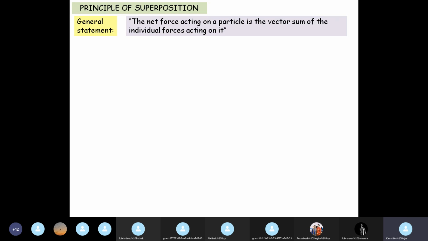You have a particular particle. You have done this when you studied forces and work and energy in your class 11 syllabus. You have a body on which not a single force but several forces are acting together. What do you do in such cases? What do you do when there is more than one force acting on a particular body? Can someone unmute and tell me?